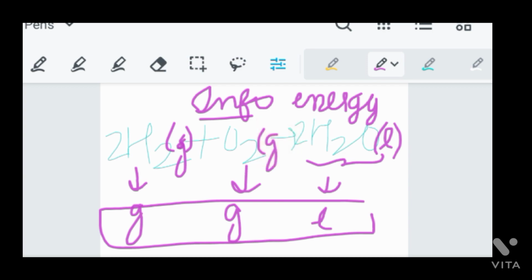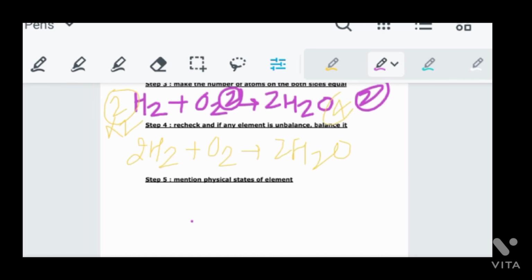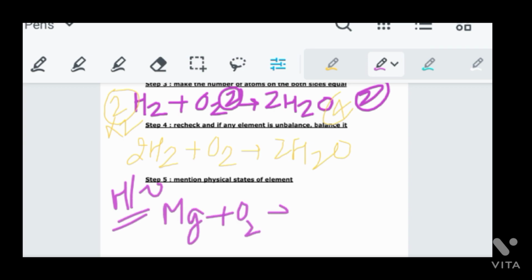So now we have understood how to balance it. Now I am giving you homework: when you react magnesium with oxygen gas, it gives you magnesium oxide. You need to balance this equation. So this is your homework.